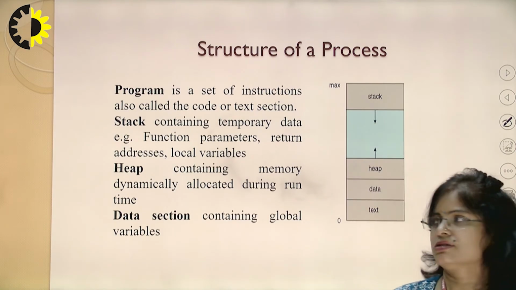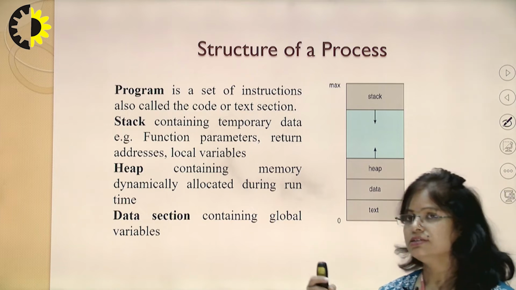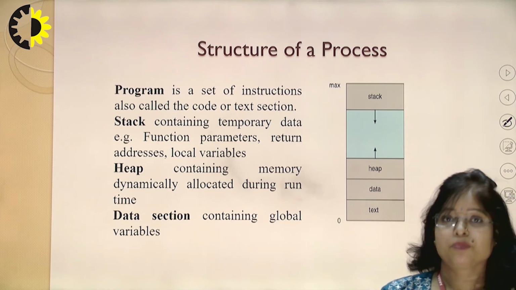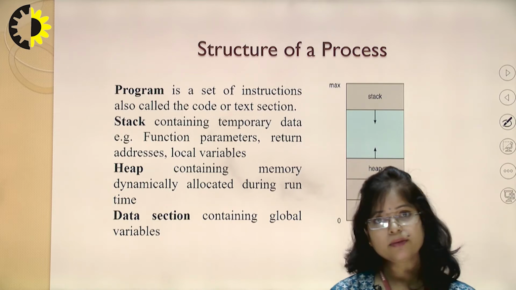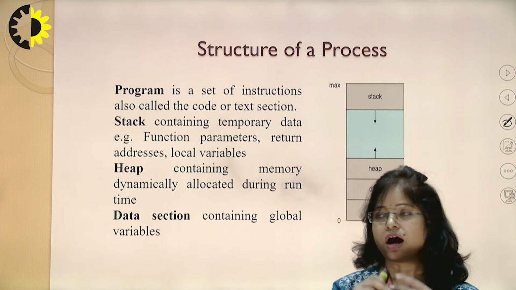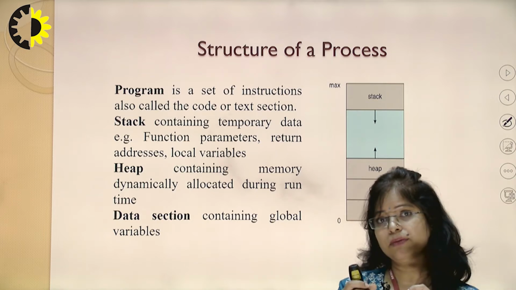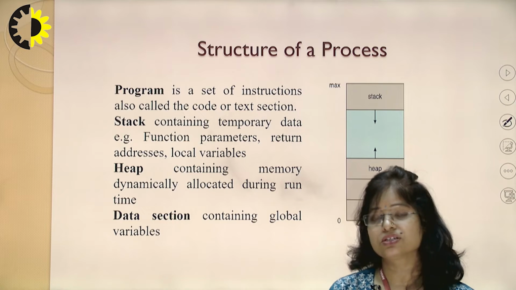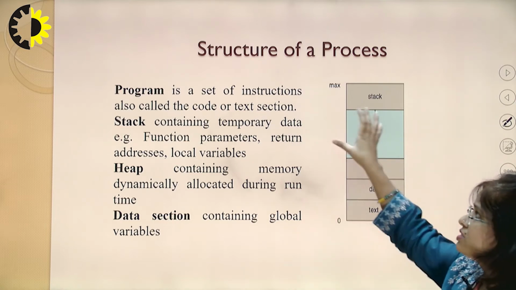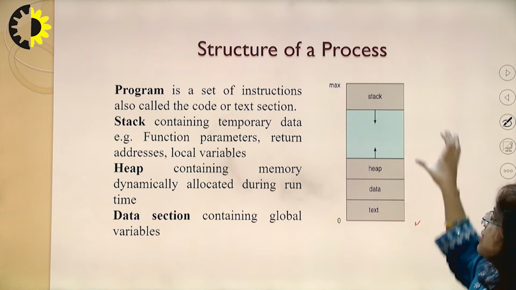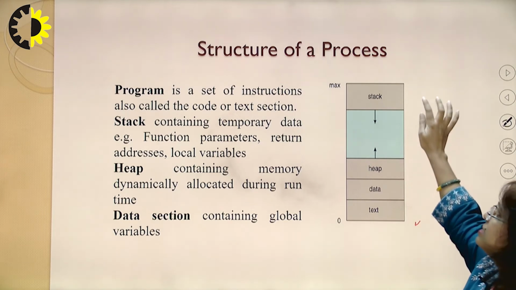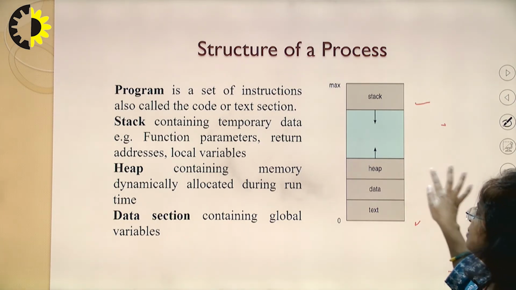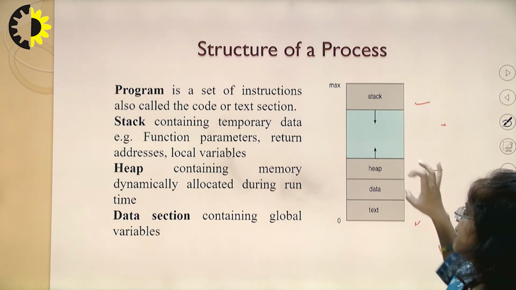Structure of a process. Structure of a process means how we can represent a process in memory. A process must be in main memory. So how can we store a process in main memory? What structure does a process contain? The main components of the structure of a process are the stack part, heap part and data part.